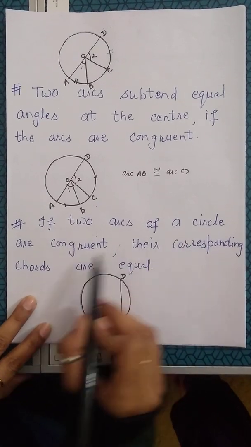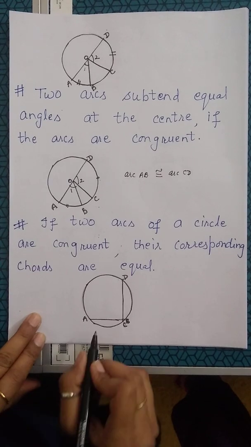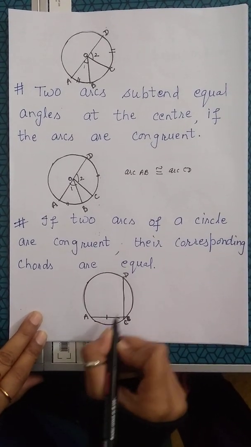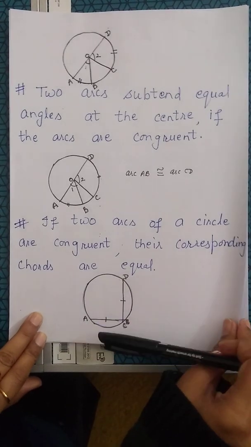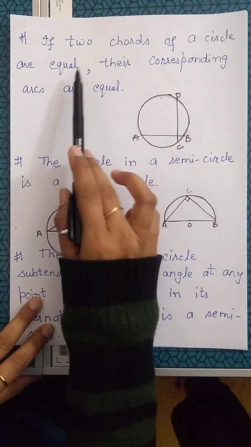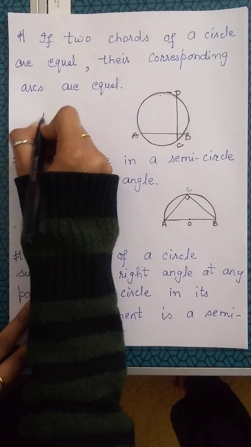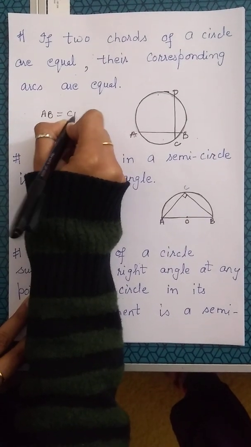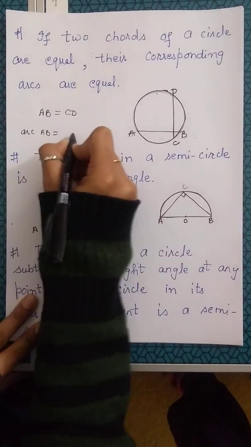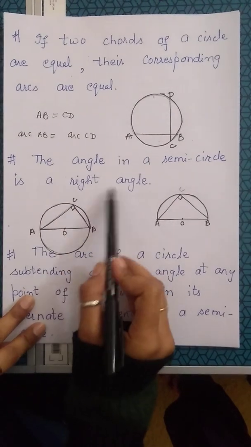If two arcs of a circle are congruent, their corresponding chords are equal. That means if arc AB is equal to arc CD, then chord AB will be equal to chord CD. Next one, if two chords of a circle are equal, their corresponding arcs are equal. That means if chord AB is equal to chord CD, then arc AB will be equal to arc CD.